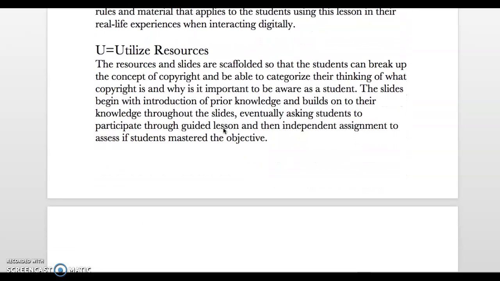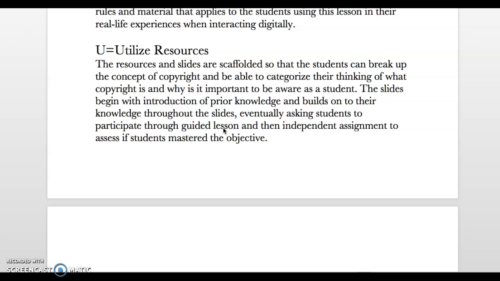Utilize my resources. The resources in the slides are scaffolded. So my goal was to scaffold them so that the students can break up the concept of copyright and be able to categorize their thinking of what copyright is and why it's important to be aware as a student. The slides began with the introduction of prior knowledge with the word copyright.